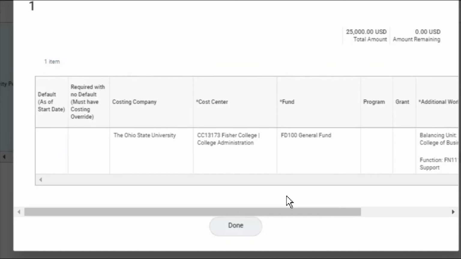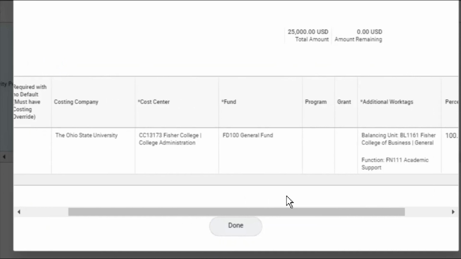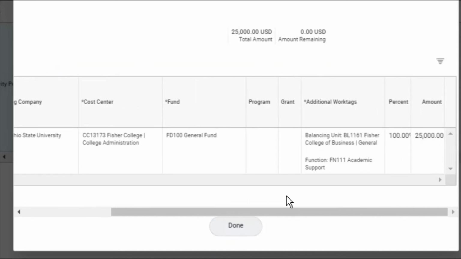First, I will review and confirm the cost center. The cost center will default based on the supervisory organization the job requisition is assigned to, but can be changed if necessary. Next, I will review and confirm the fund. Then, I will review and confirm any additional work tags. These should include balancing unit and function. Ensure that they align with the cost center and fund. It is also important to ensure that the total percentage equals 100.